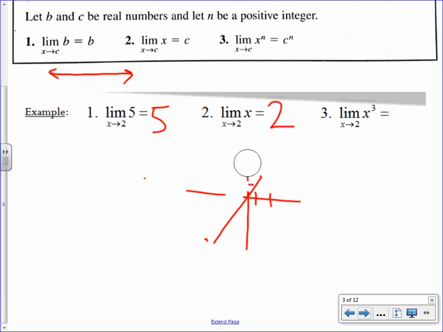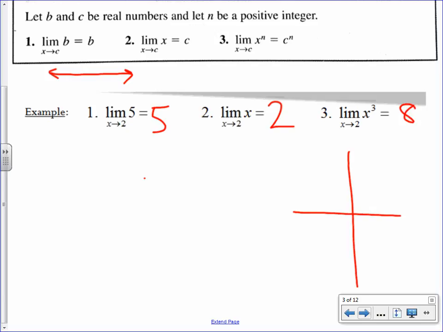What about the limit as x approaches 2 of x cubed? 8. Because we know graphically, without having to actually make the graph every time, that we have the coordinate (2, 8) that we would be approaching.